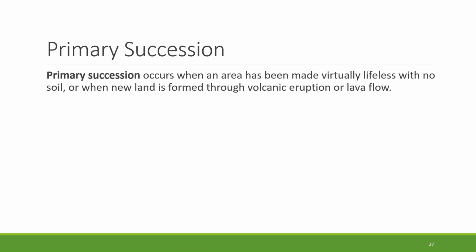Primary succession is the term used to describe scenarios where an area has been made virtually lifeless with no soil, or when new land is formed through a volcanic eruption or lava flow. So the key point of primary succession is that the ecosystem is truly starting from scratch. It's just bare rock, and that's why it's called primary succession, because primary means first or the beginning, and in primary succession, the ecosystem is going back to the beginning and starting over.